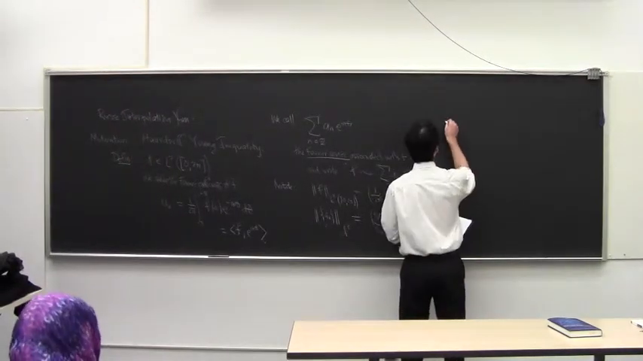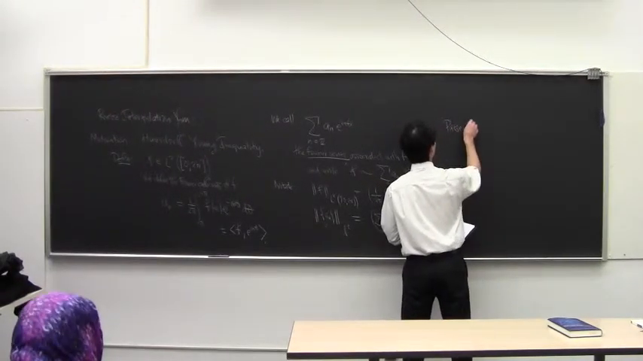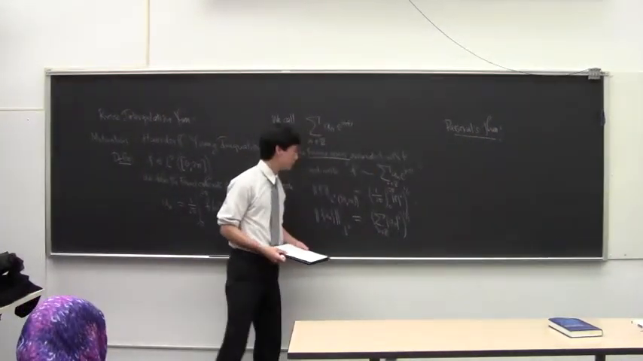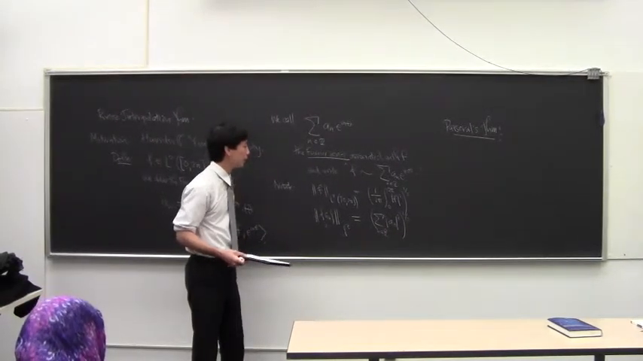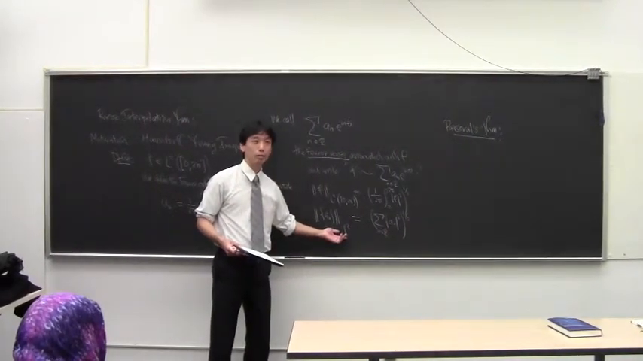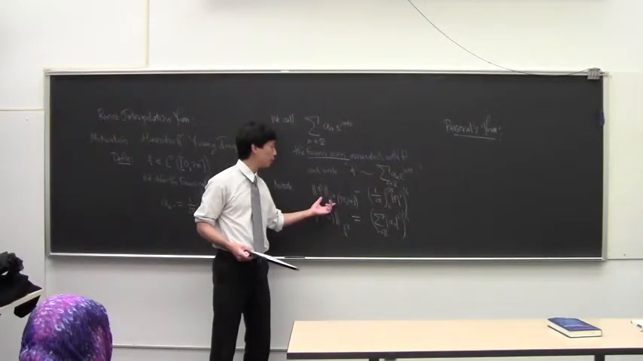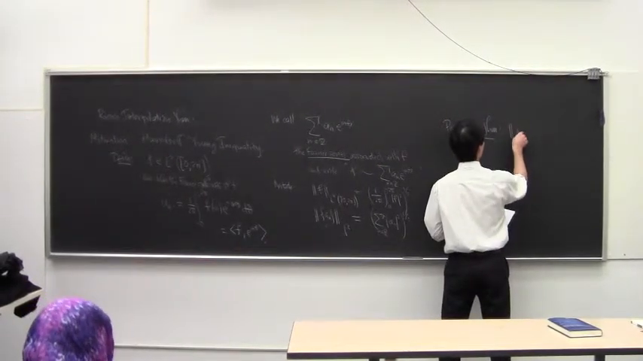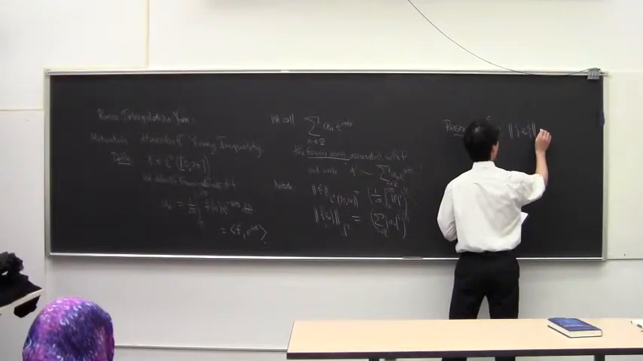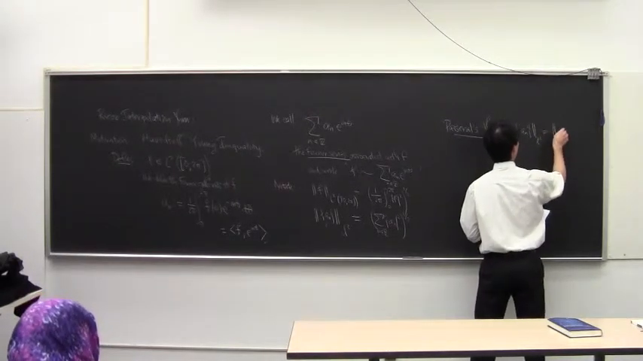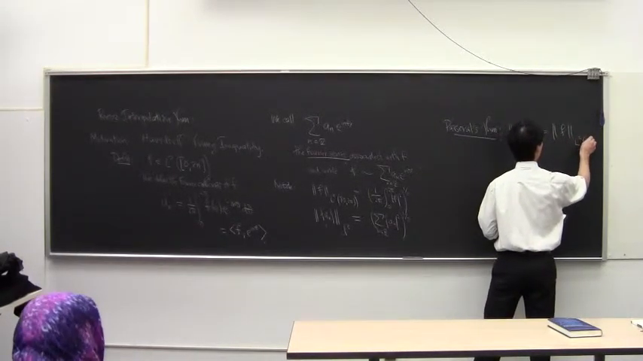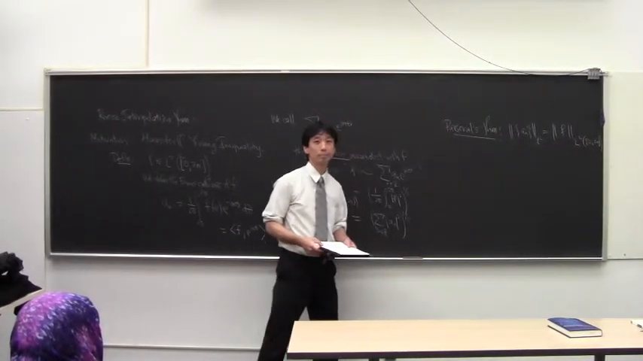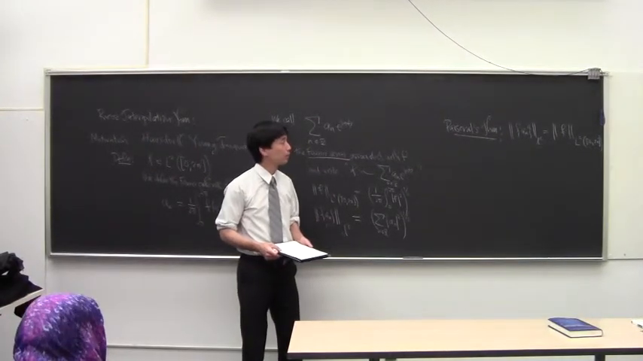And it turns out that one has something called Parseval's theorem. Parseval's theorem tells you that the little L2 norm of the sequence is equal to the L2 norm of the function. So the little L2 norm of the sequence is the same thing as the L2 norm of the function itself.